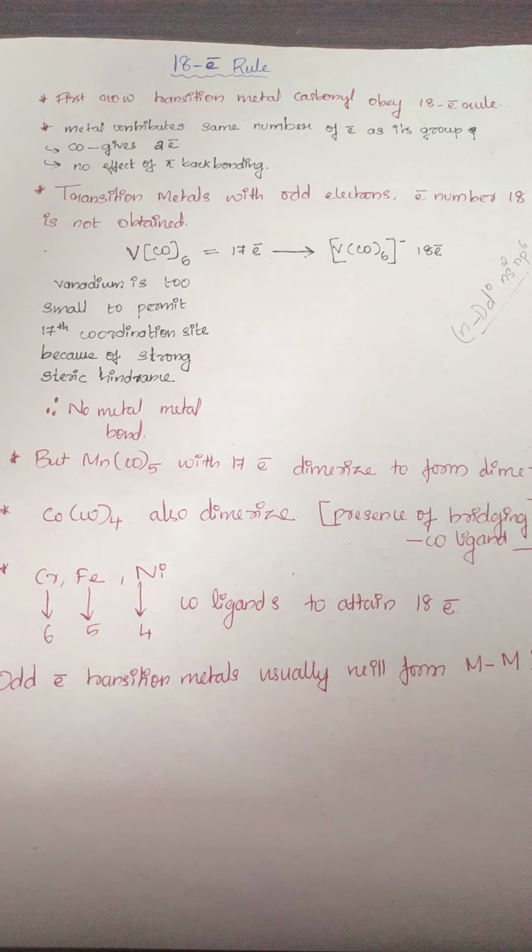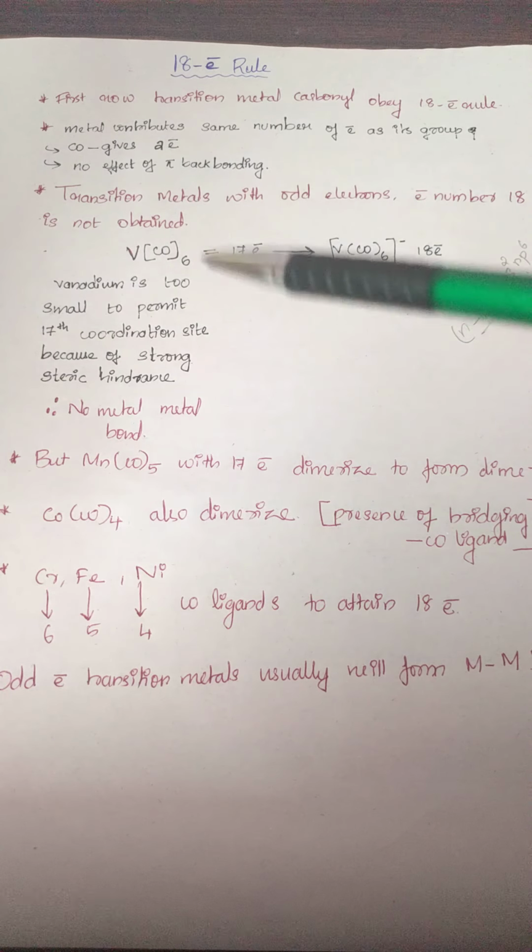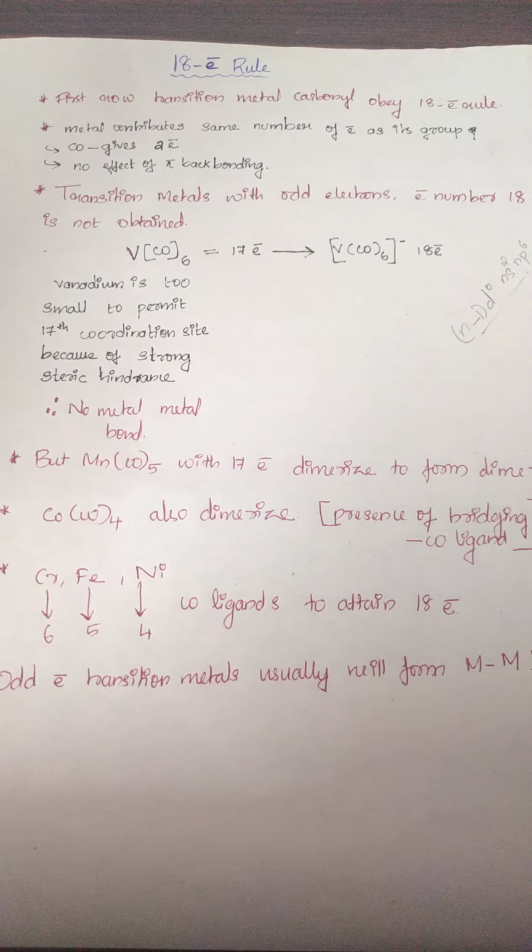The odd electron transition metals usually need to form metal-metal bonds. That is the key point we have to focus on. That means only the odd electron transition metals will be able to form a metal-metal bond, like what we have seen in this vanadium complex.